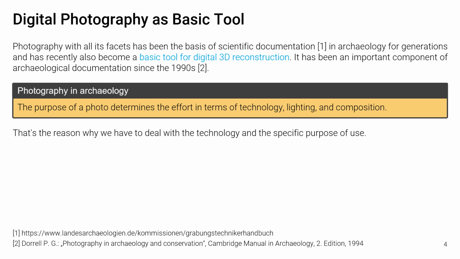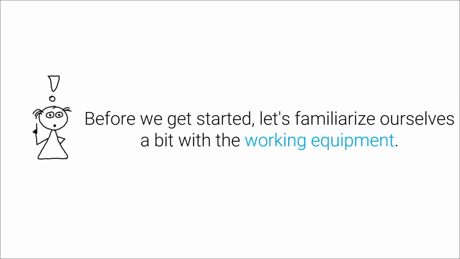Meanwhile, the development of camera technology has advanced so much that almost anyone with a modern smartphone possesses an excellent documentation tool. We can conclude the purpose of a photo determines the effort in terms of technology, lighting, and composition. That's the reason why we have to deal with the technology and the specific purpose of use. Before we get started, let's familiarize ourselves a bit with the working equipment.